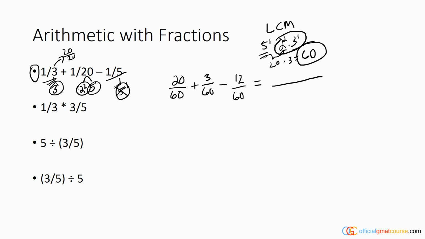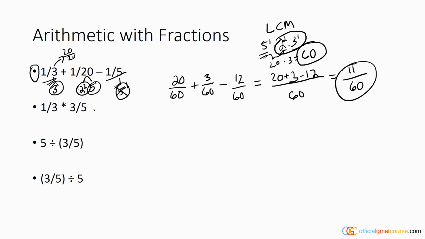Now all of these are 60ths. So you can just lump them all into one fraction, and you basically have 20 plus 3 minus 12, and 23 minus 12 is equal to 11. So we end up with 11/60ths.